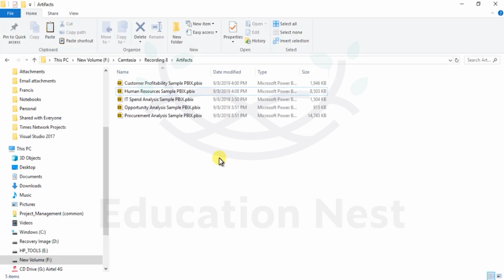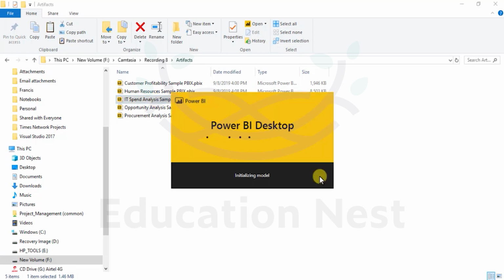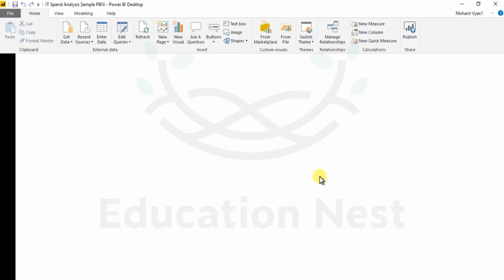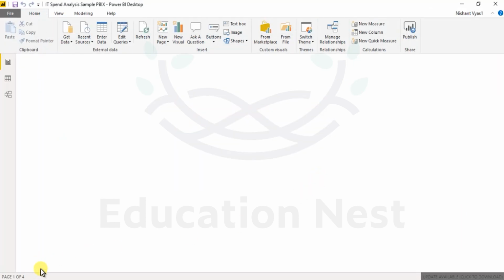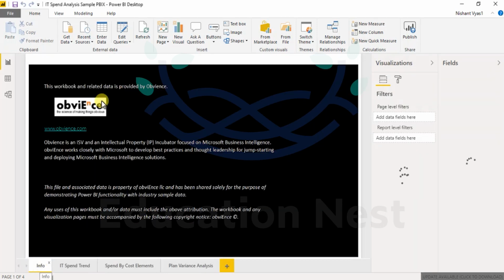Let's have a look at a few more of the PBIX files which would help us understand a couple of things. One is the way in which the visualizations have been placed and how they can be moved into a dashboard. So the key aspect over here is what visuals are best fit for dashboards. That file loads, and it's loading. Yes, there it is. The first page by default would be the Obvious page.